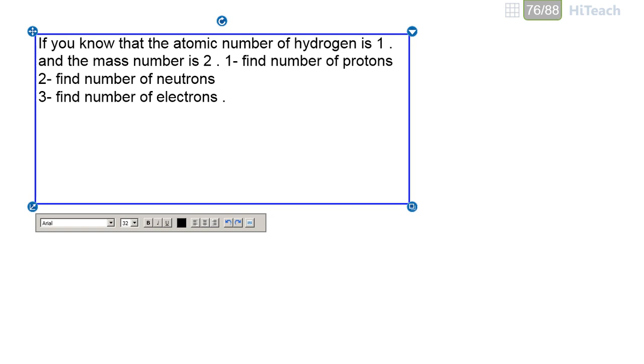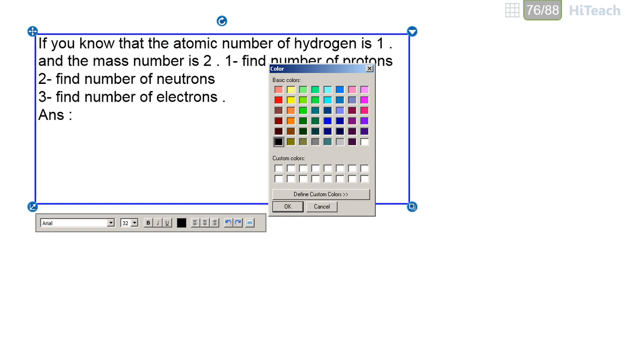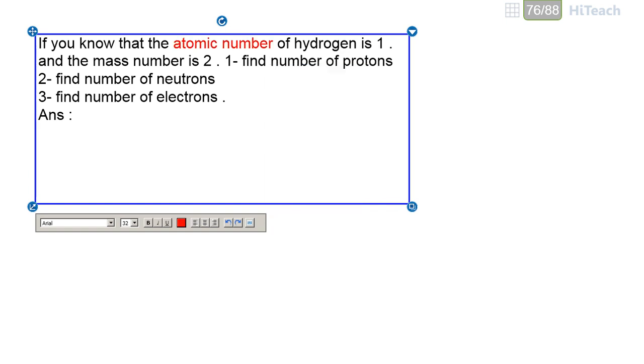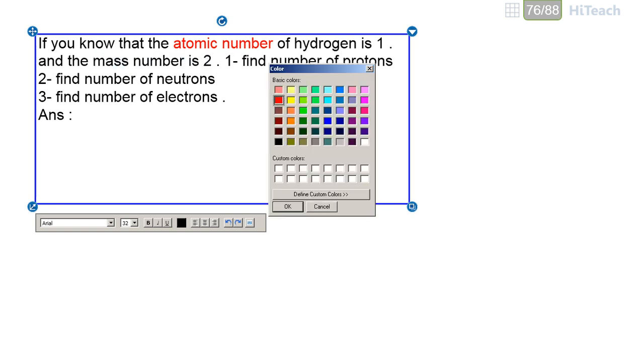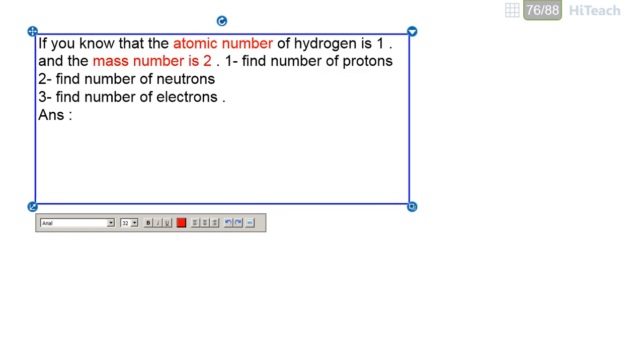How to solve these questions? Let's start from the beginning. What do we have? What are the things that are given? They gave us the atomic number, as you see here, and we have the mass number. The atomic number is 1. The mass number is 2. Don't forget, this is 1.